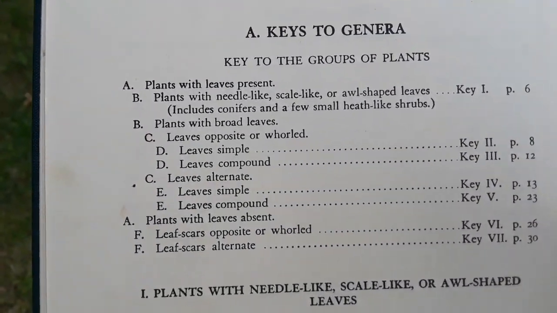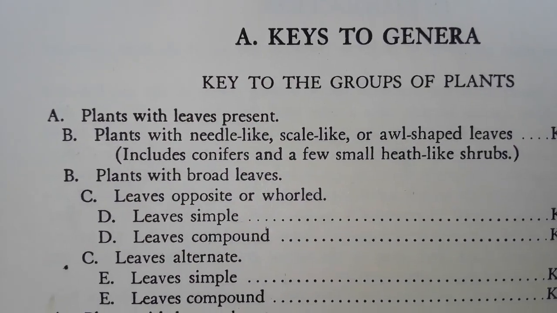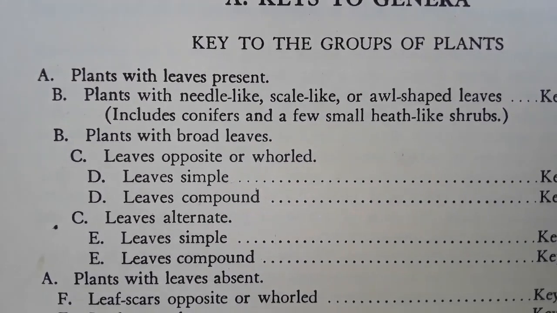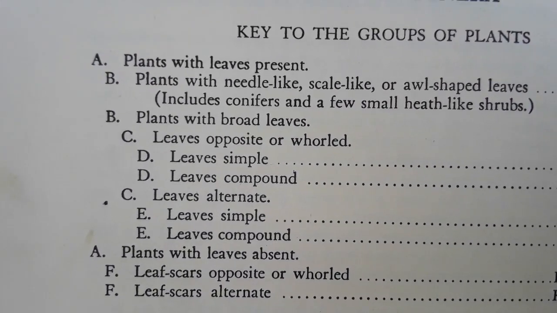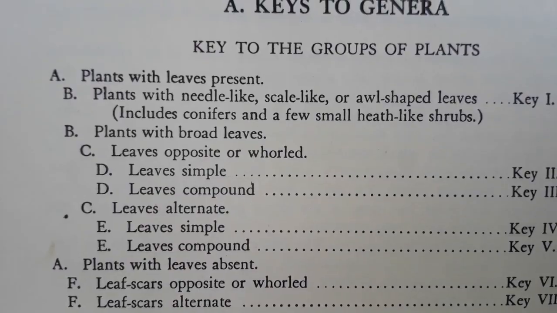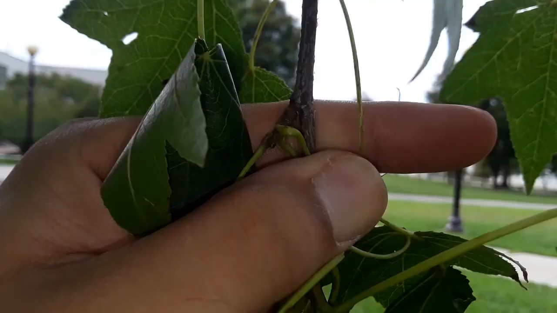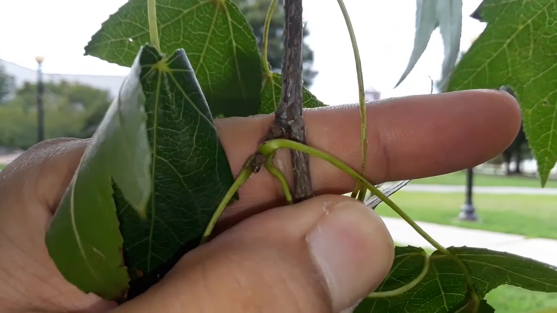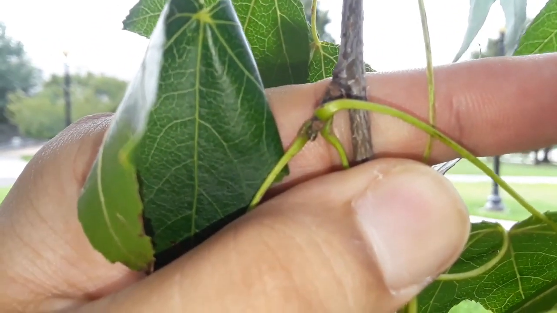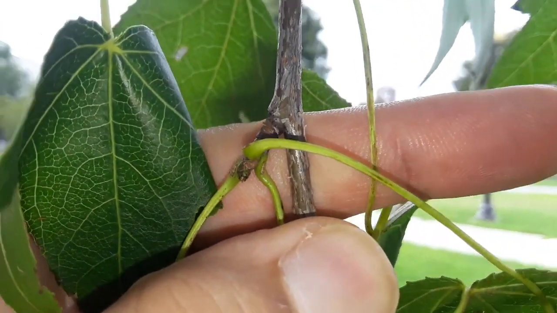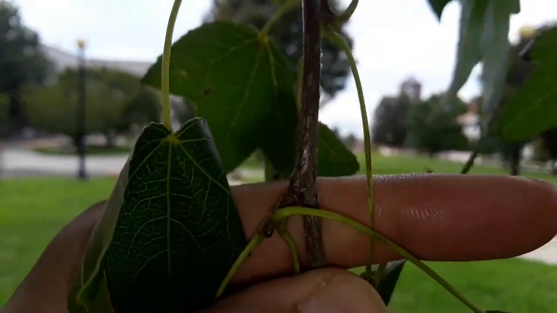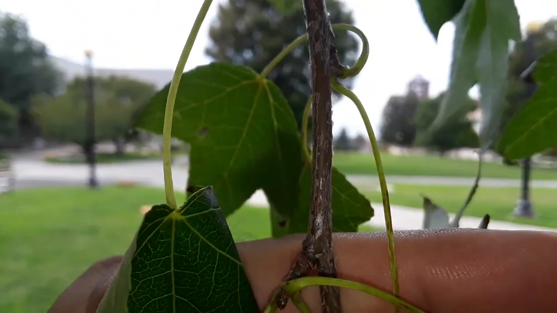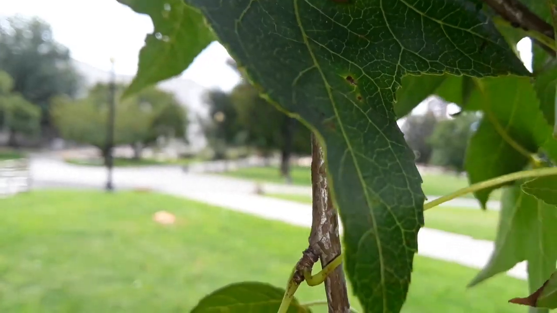All right, you have plants with leaves present, plants with broad leaves, or, well, we already established this is a broad leaf. Are the leaves opposite or whorled? Okay, take a look. It becomes a little bit difficult here. There are the leaves. But, oh, they're all clustered. So what do we do? Well, let's look at the nodes. Where are the nodes? There's one. There's another one. There's another. And further up, the nodes are alternate, so we're going to go with alternate leaves.